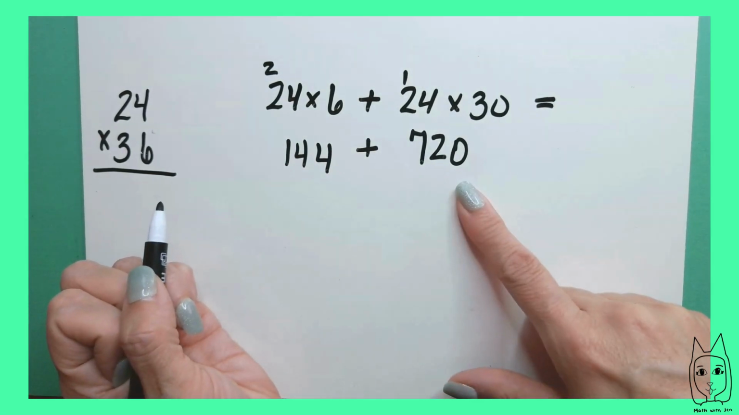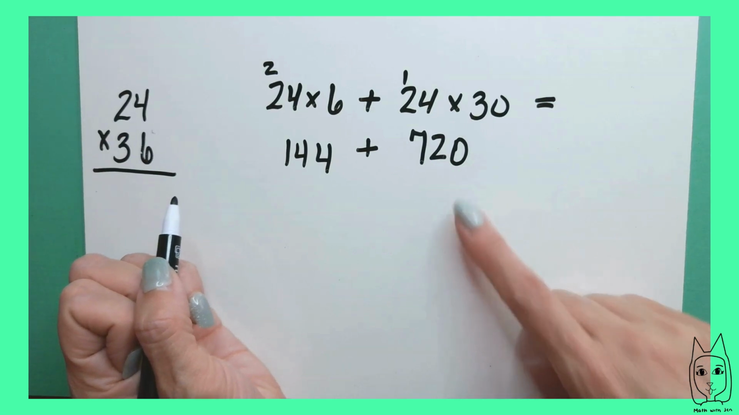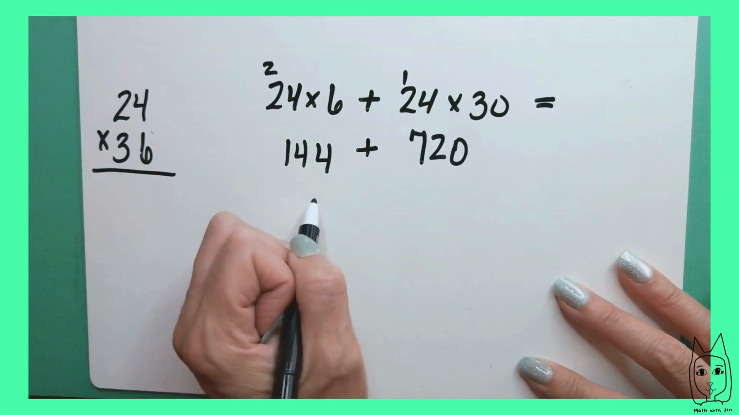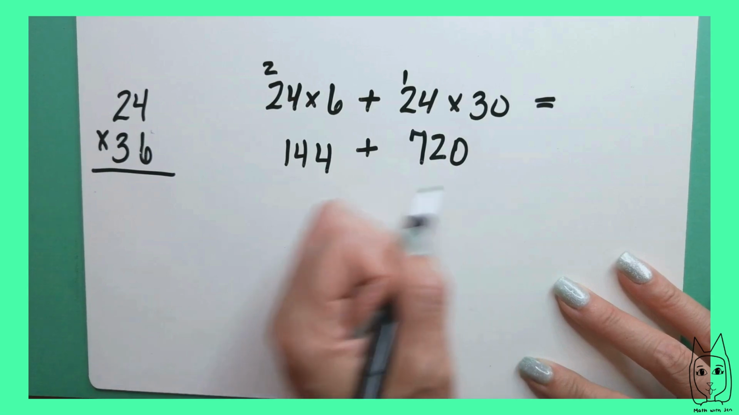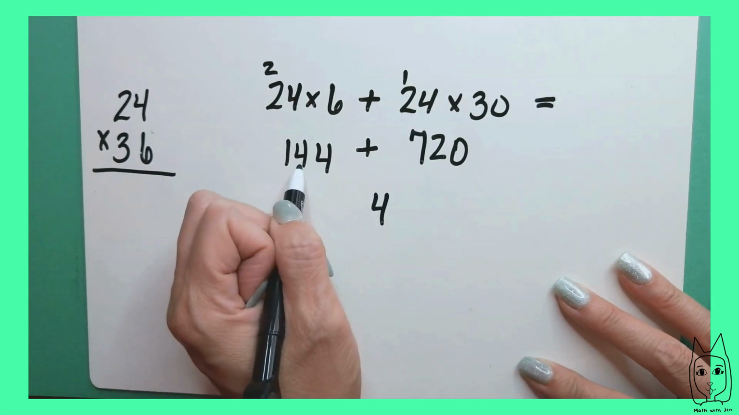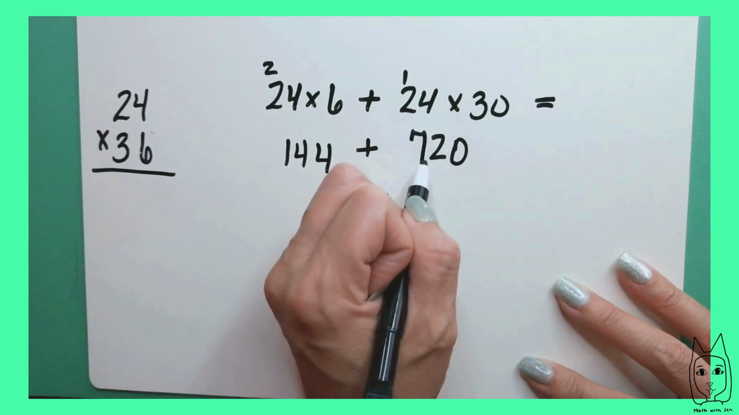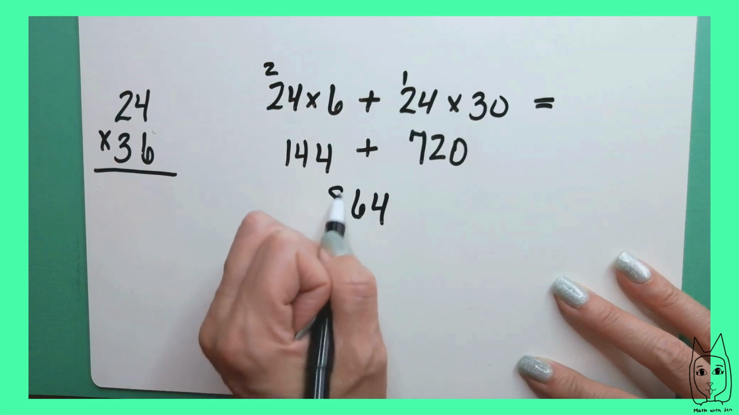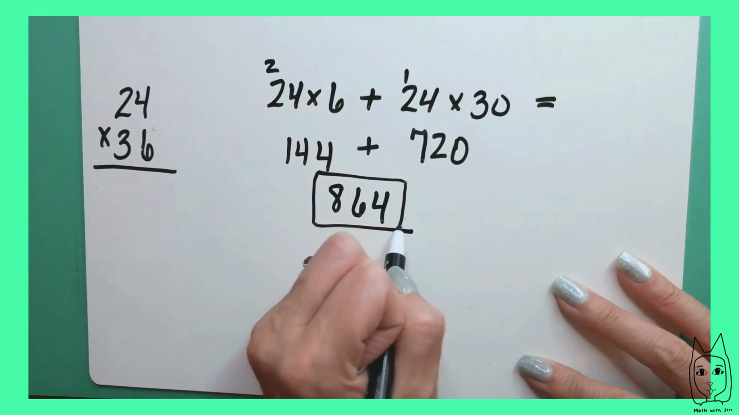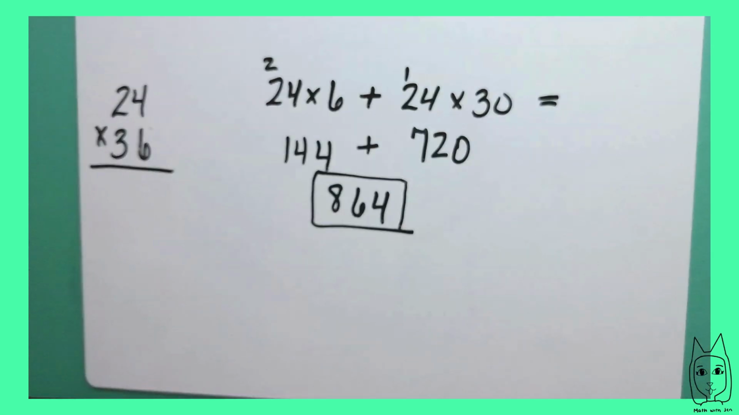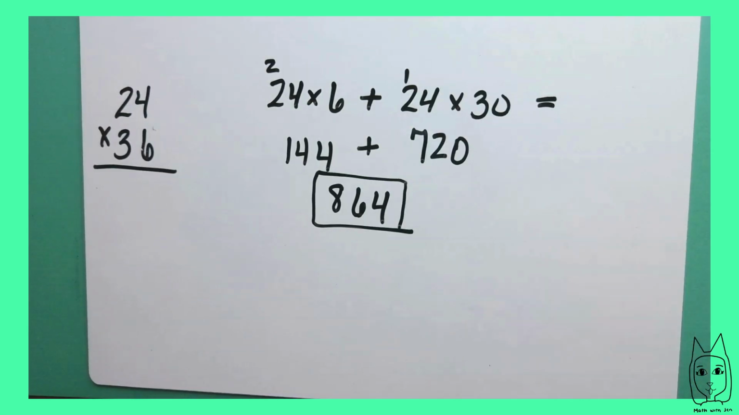We get those two numbers that we got when we were doing the area model, and then we would add these together. 4 ones plus 0 ones is 4. 4 tens plus 2 tens is 6 tens. 100 plus 700 is 800. We get the 864. So there's a lot of ways that you can multiply. You're going to learn about all of them with your teacher and with me.